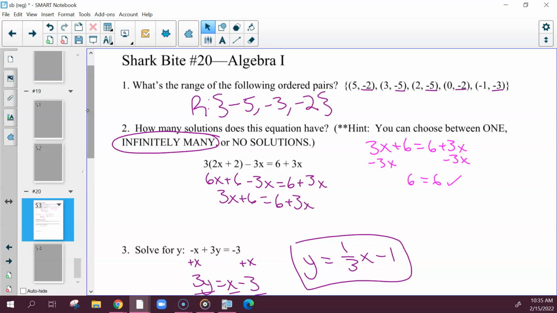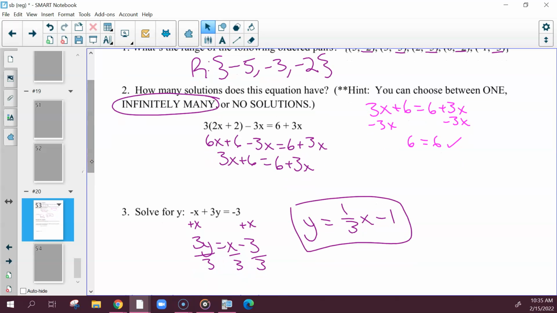For number 2, we need to find how many solutions this equation would have. We can start solving this by distributing and combining the terms. Once you've done that, you'll see that you have the same coefficients, just with the order switched. But because we're adding, that doesn't matter. So because it's the same on both sides, we would have infinitely many solutions.